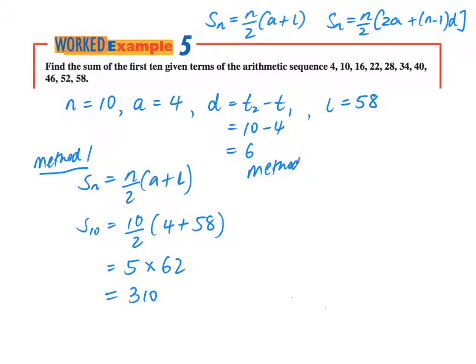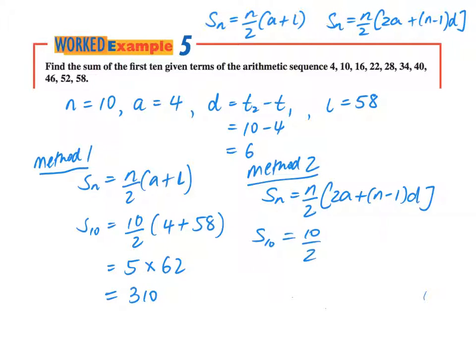So method 2 is just using the other rule. Sn, n is equal to 10. 10 divided by 2, 2 times 4, 10 minus 1, and our D is 6.